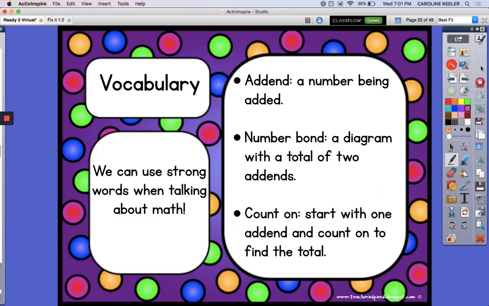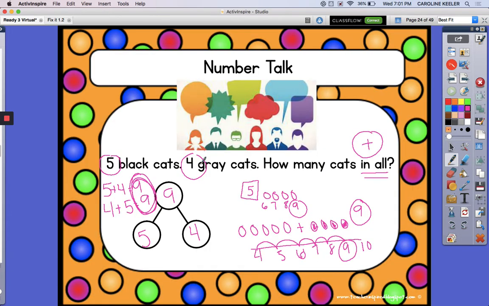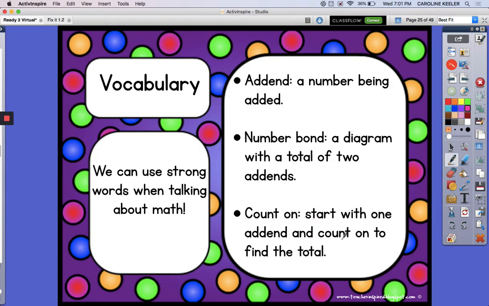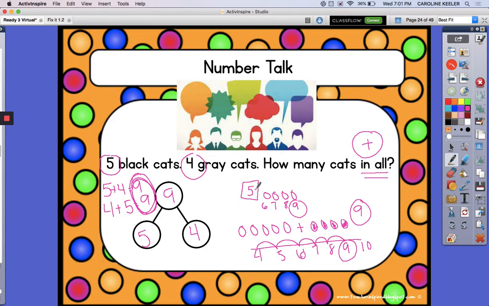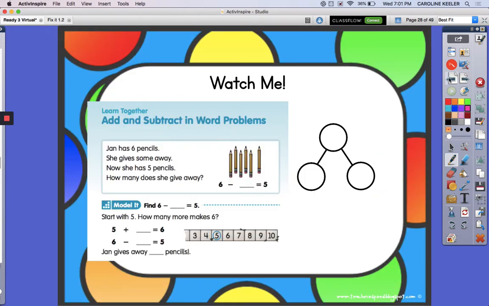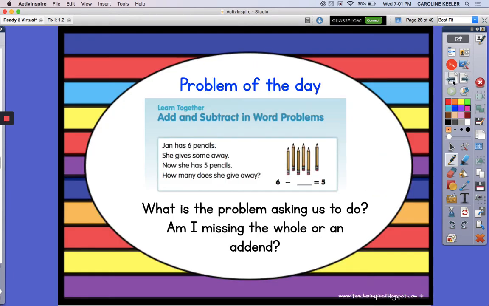Awesome. All right, here's some vocabulary. We need to know that add-ins are the numbers being added. A number bond is what we just worked on here, that little diagram, that picture. And then count on, I showed you an example of that here. I started with 5 and I counted on 4. So we learned that a few weeks ago.